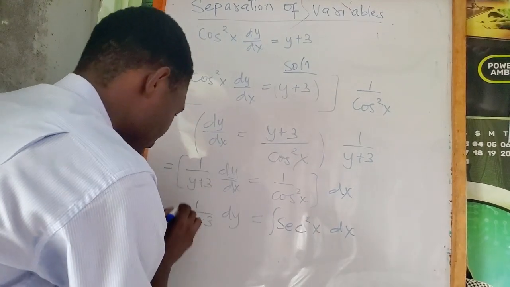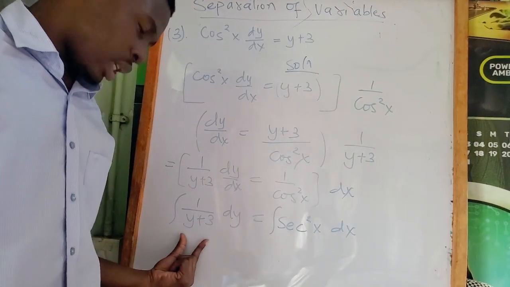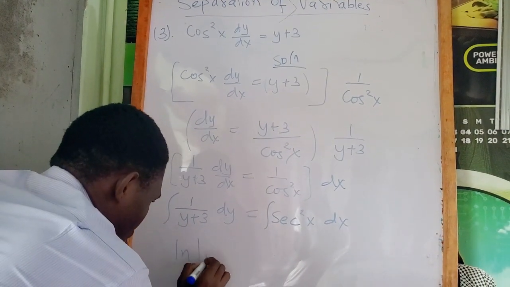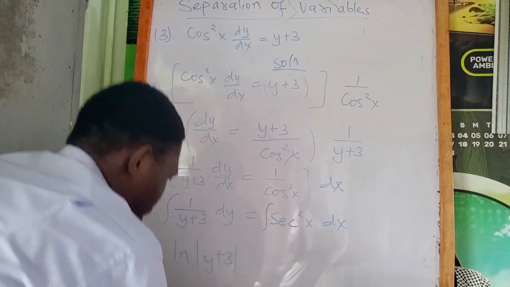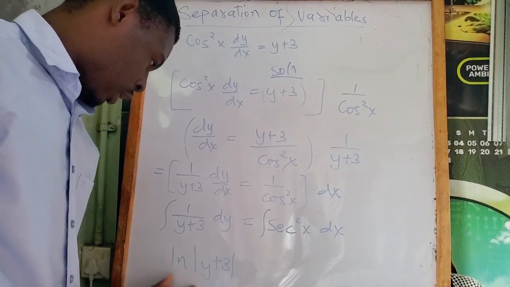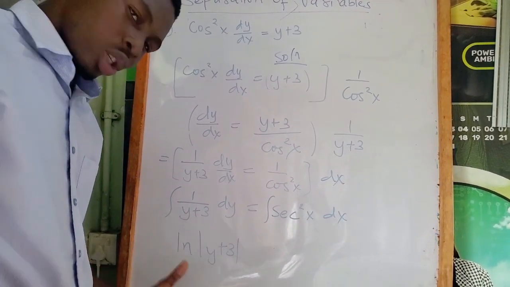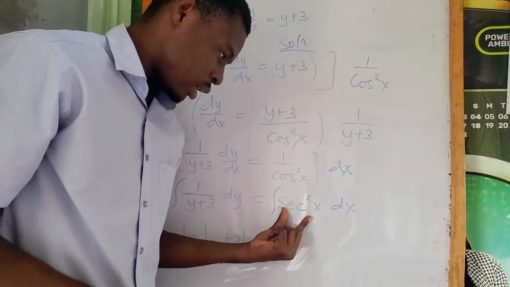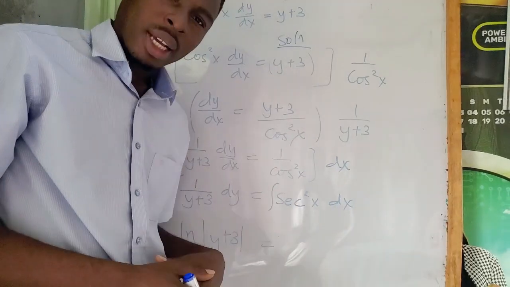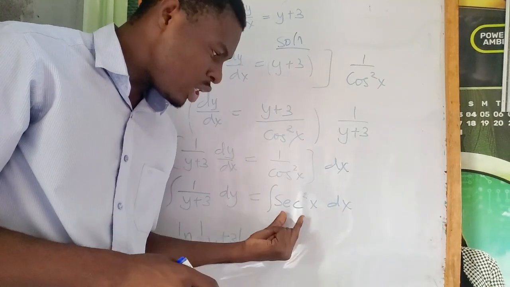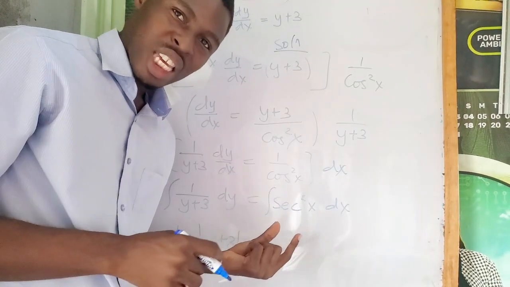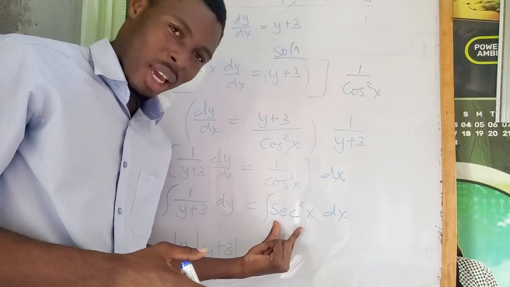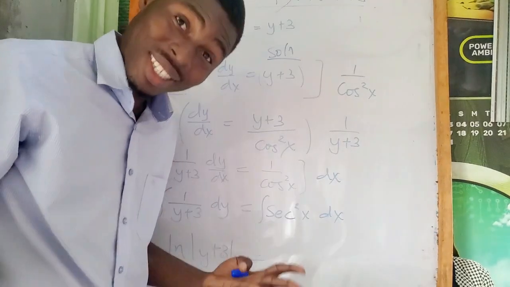So integrate both sides. Now, we did something like this earlier. This will just be the ln of y plus 3, because this is a linear function, divided by the derivative of y plus 3, which is 1. So this will be equal to, now, see the integral of secant square x. Now recall that if you differentiate tan x, you get secant square x. So the integral of secant square x is tan x plus c.